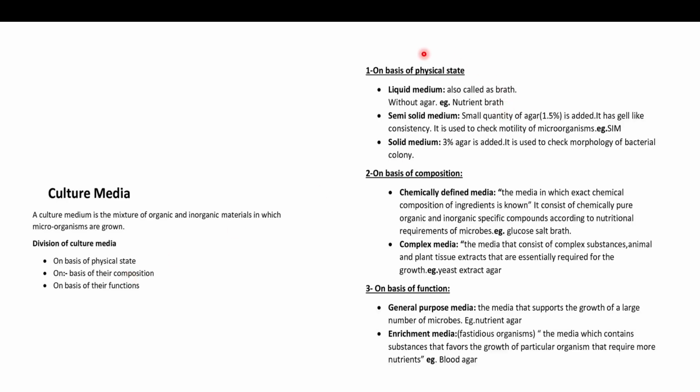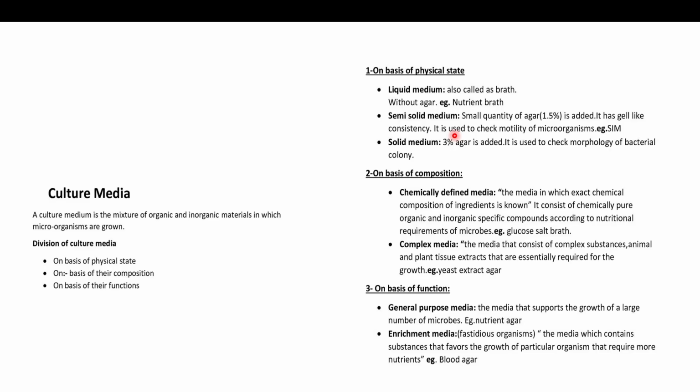Okay, so on the basis of physical state, it can be liquid, which should be broth. Liquid medium is also called broth, which is without agar, and then semi-solid medium. These have a small quantity of agar, which gives the whole culture medium a gel-like consistency.